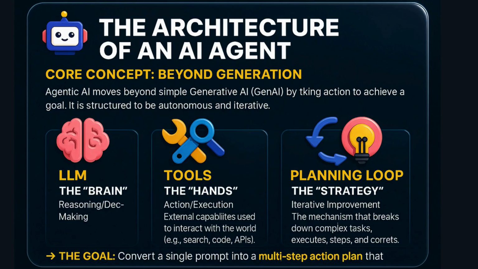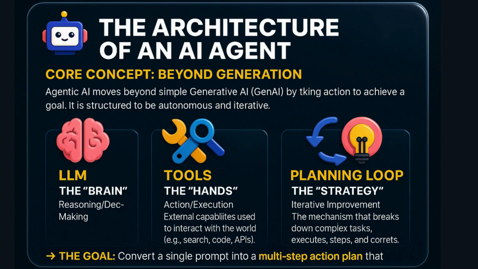Transitioning from simple creation to goal oriented action, this slide introduces the essential architecture of an AI agent, which is designed for autonomous and iterative execution. The core concept is going beyond generation. Agentic AI moves beyond simple generative AI by taking a sequence of actions to achieve a complex goal.